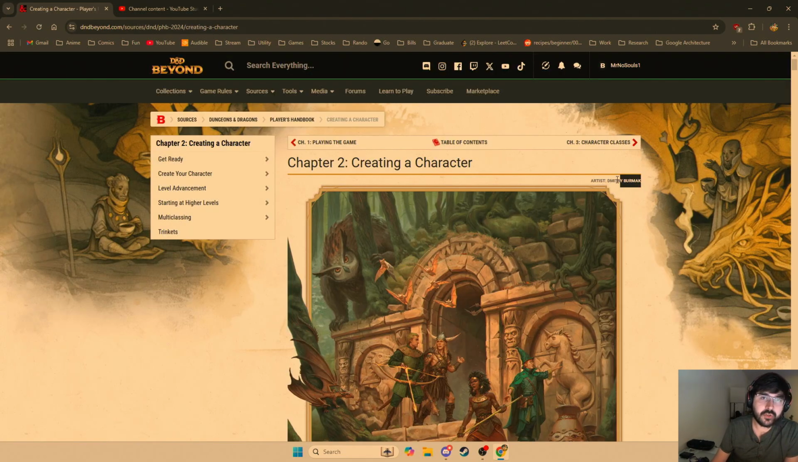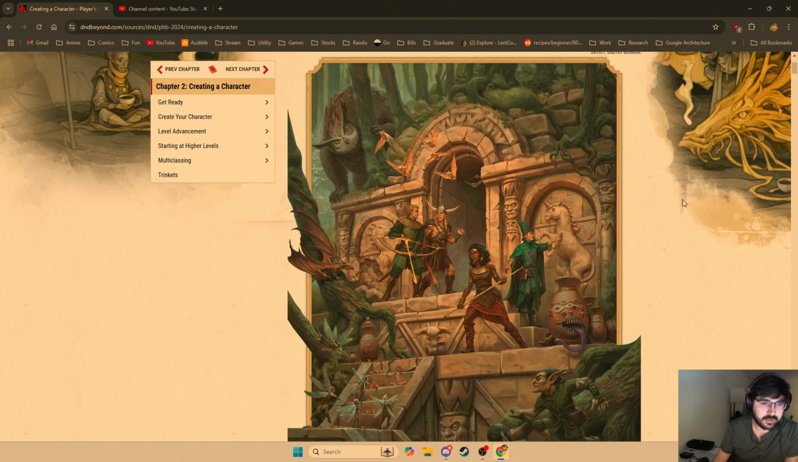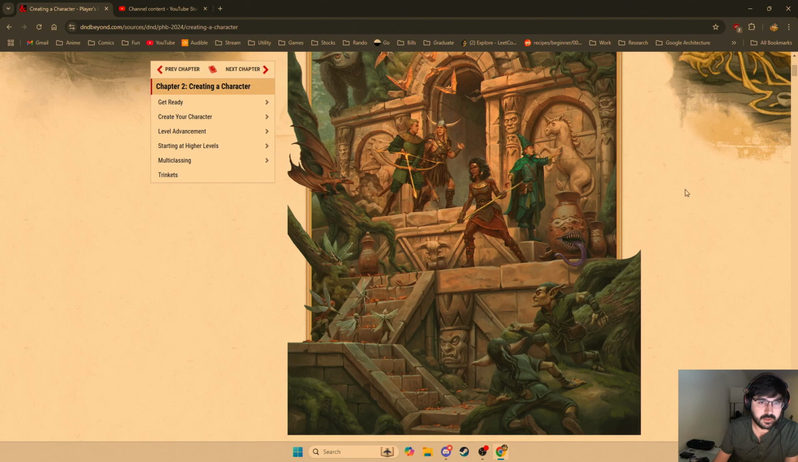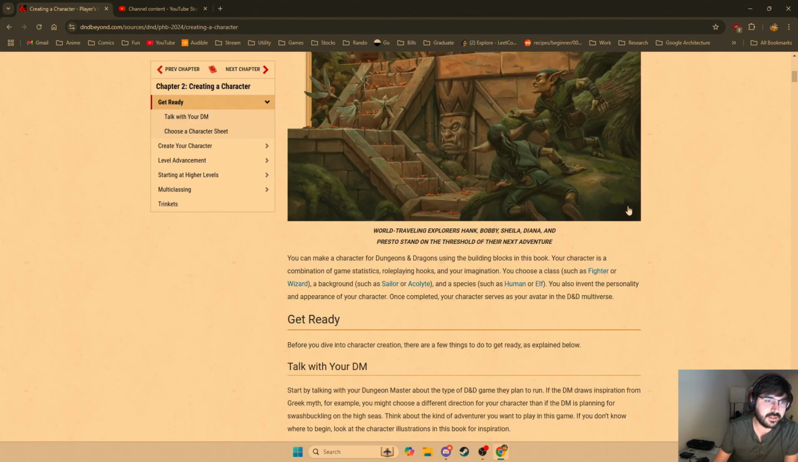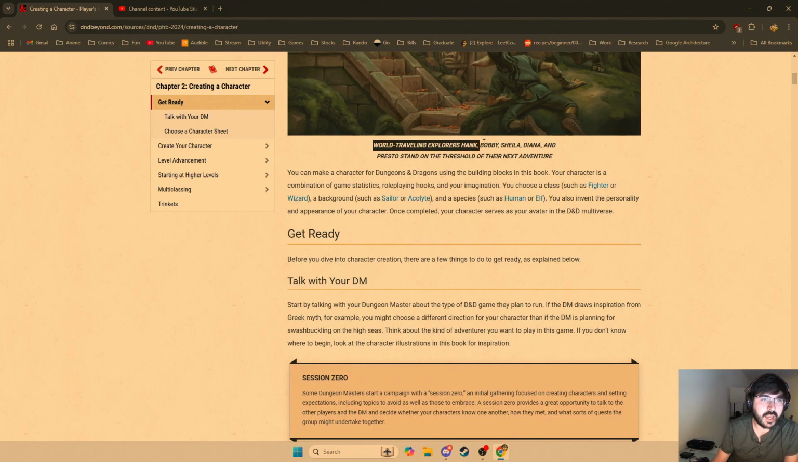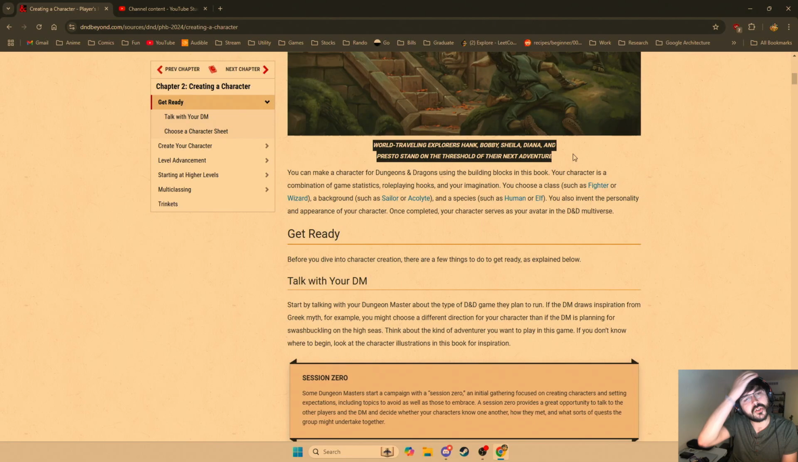So Dmitry Burmak made this little piece of art, and that is quite nice. Oh, there's a mimic there, looks like a wyvern maybe, or maybe a baby dragon. And those look like goblins, and some other types of Fae and Owlbear. Yeah, that is lovely. I like this. This is a nice little thing. World traveling explorers Hank, Bobby, Sheila, and Diana and Presto stand on the threshold of their next adventure.